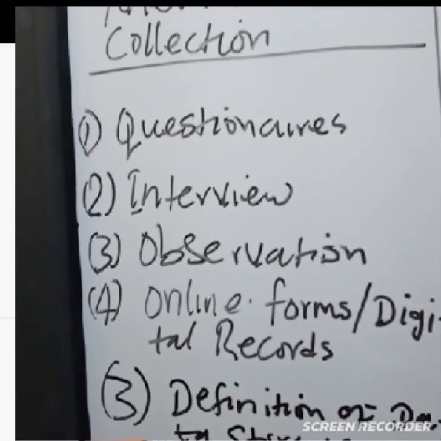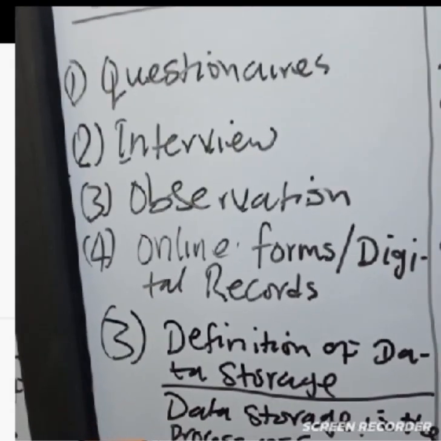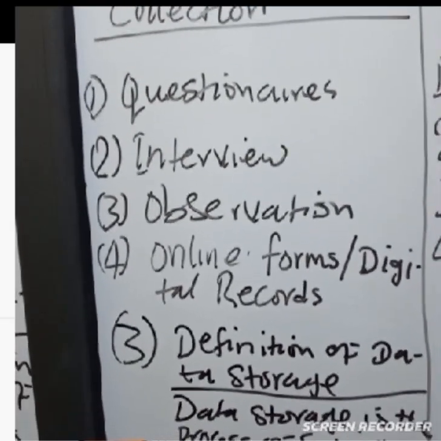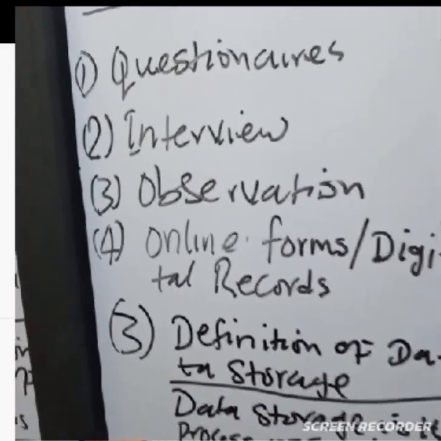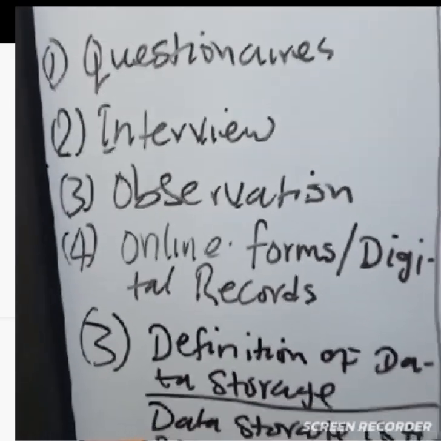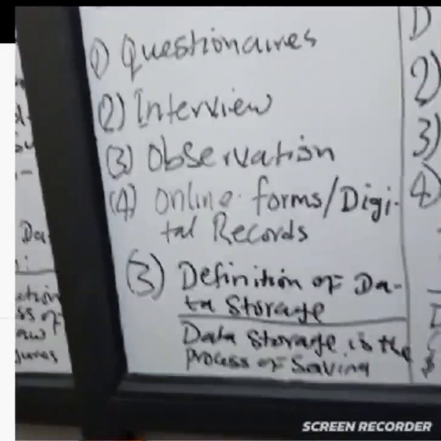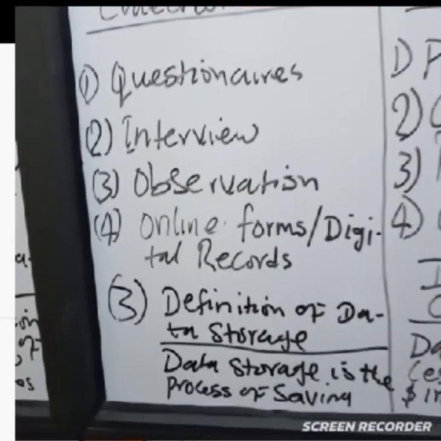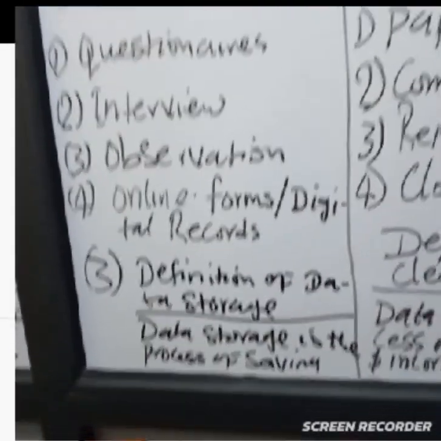This method uses computers and the internet to collect data. It is fast and accurate. Examples: online school registration, online voting systems, bank ATM transactions. Those are the three examples of online forms and digital records.